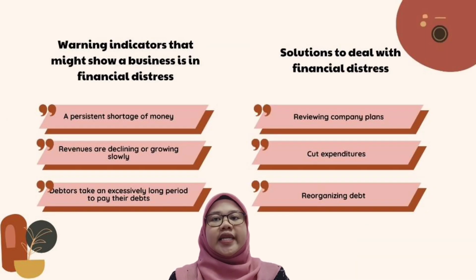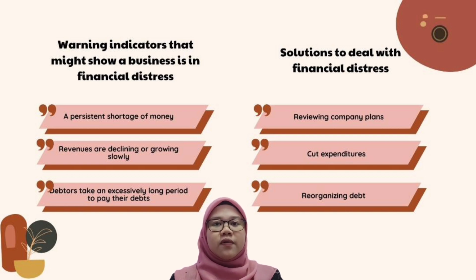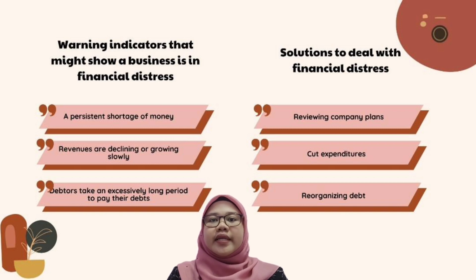There are a number of warning indicators that might show a business is in financial distress now or soon will be. The first one is a persistent shortage of money, which is the first indication that something is lacking. Next, the company's products or services may not be in demand based on its current business strategy, and revenues are declining or growing slowly. And the last one is when debtors take an excessively long period to pay their debts to the business. Even if it may seem challenging, there are certain solutions to make things better and deal with financial distress. Reviewing company plans is frequently one of the first steps taken by companies.